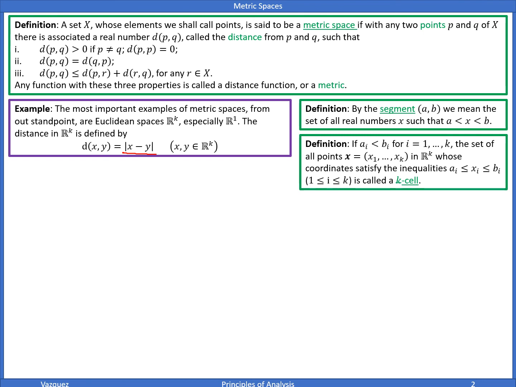Also, we have a k-cell. You can go ahead and read the definition. I'm not going to read it. I'm just mostly going to explain the concept. So like on a real line, a k-cell would just be an interval. On the Euclidean plane, a k-cell would be something like a square. In R3, this is 3D now, a cube would be a k-cell. So that's what a k-cell is.